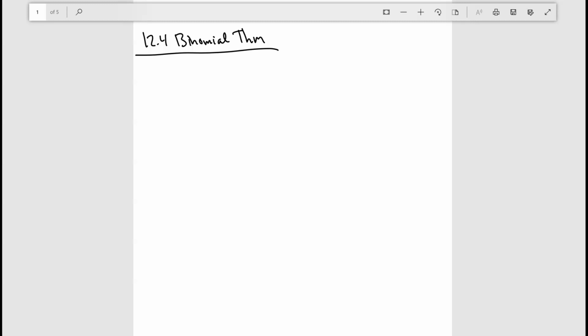In this section, we are going to talk about binomial theorems. So the whole point about the binomial theorem is that there is a formula that exists that will help us expand binomials. So let me give you an example.